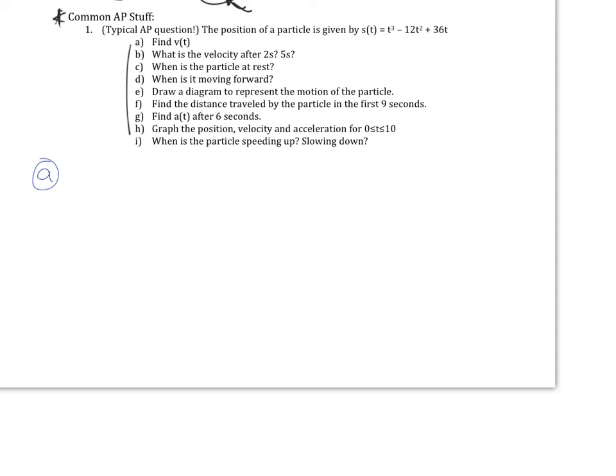Okay, so right here for part A, it says find v of t. So v of t is going to equal, now we're going to take the derivative, right? So it's going to be s prime of t right here. So this will end up being 3t squared minus 24t plus the 36. And remember, this is going to be our ds dt.